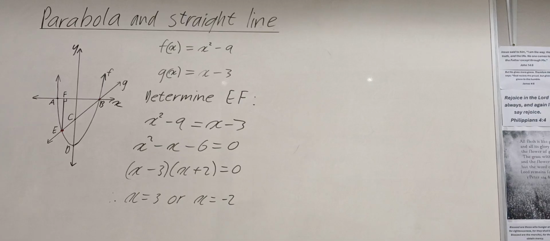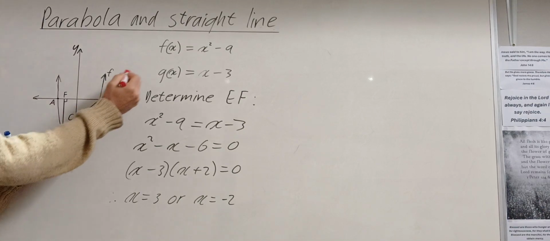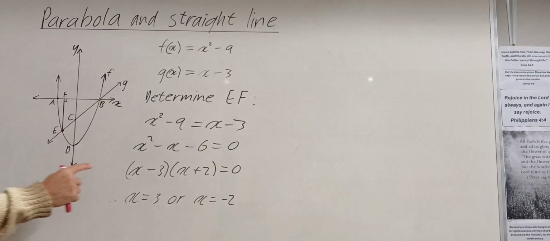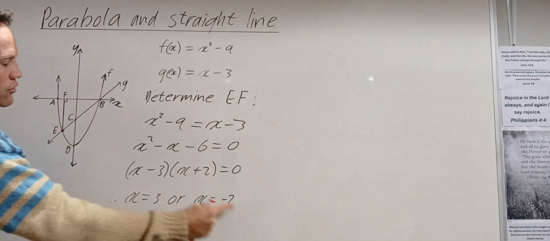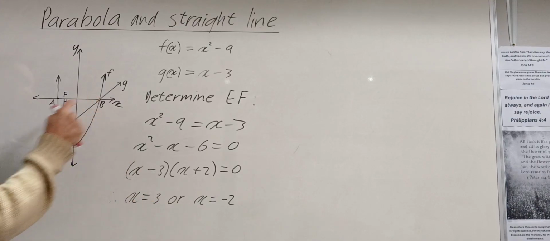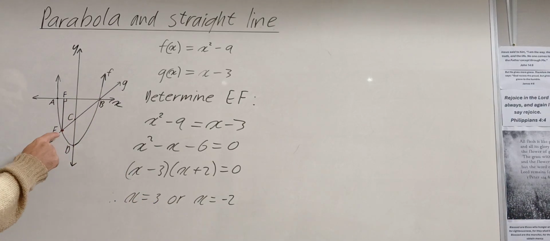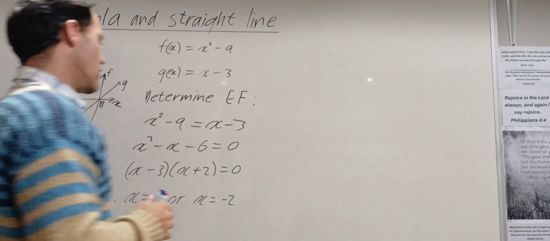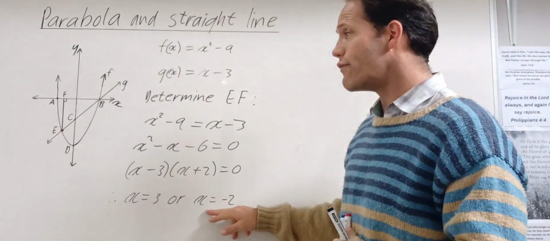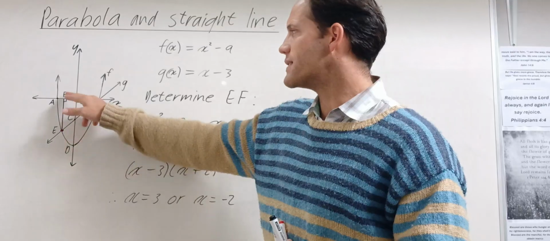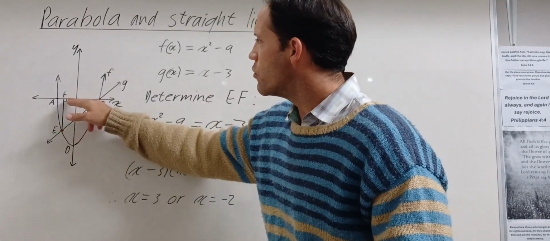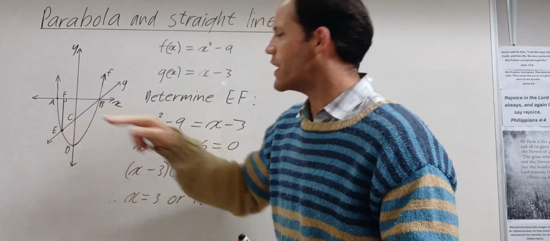So there has to be two solutions, because the straight line and the parabola intersect twice. The one place where they intersect is at x equal to negative 2. The other place where they intersect is at x equal to 3. So we got the x value at E, which is negative 2. Okay, but that's not enough. We need the y value. We know now it's at x equal to negative 2. But to determine EF, we need the y value there and the y value there.